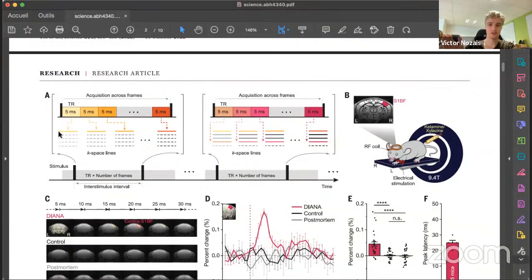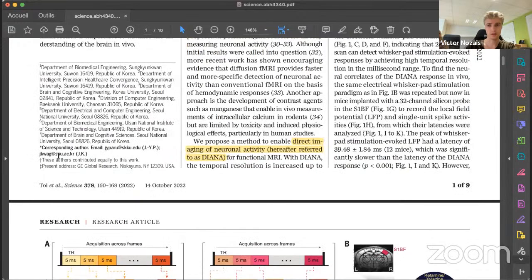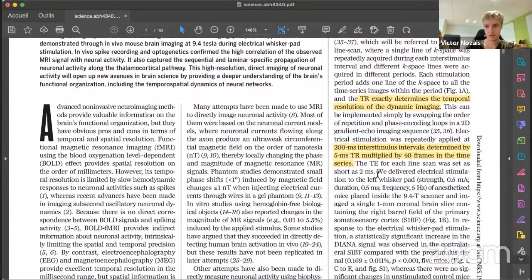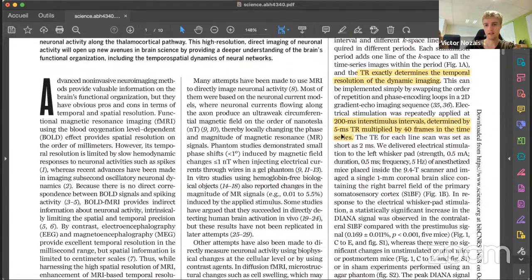They have a repeated stimulus. Here, on the mice, it's an electrical stimulus on the whiskers, and the repeated stimulus is done at a 200 millisecond interval, so 5 times a second basically, and their TR, the time between each acquisition that they do, is 5 milliseconds. So 5 milliseconds, super fast.